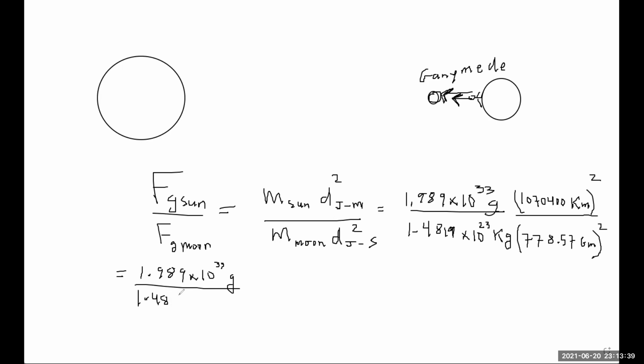And then this one will be 1.4819 times 10 to the, since 1 kilogram is 1,000 gram, this is going to be multiplied by 1,000 to convert to gram. So then this is going to be 10 to the 26th grams. You multiply this by 1,000 to convert to gram. And then I could put these under the same parentheses.